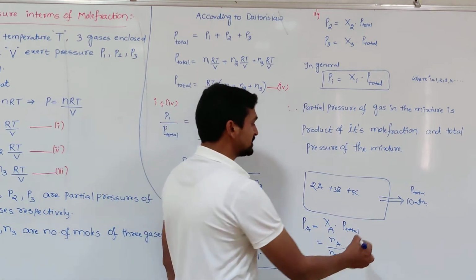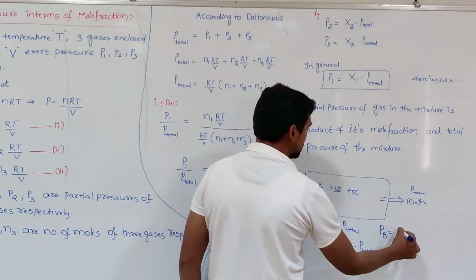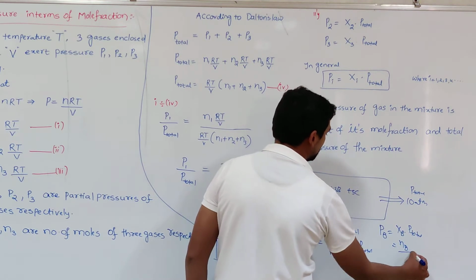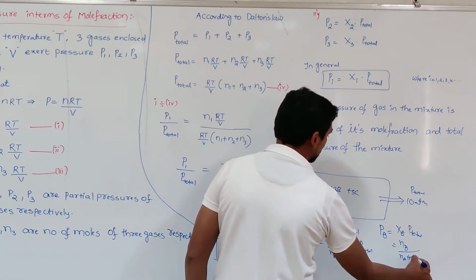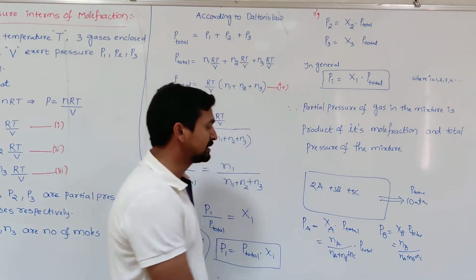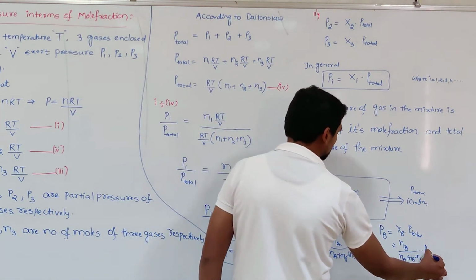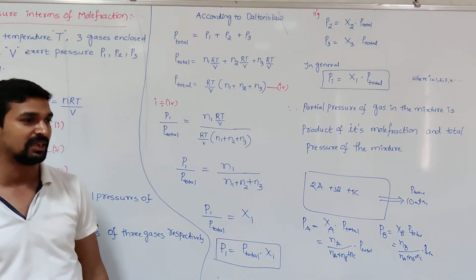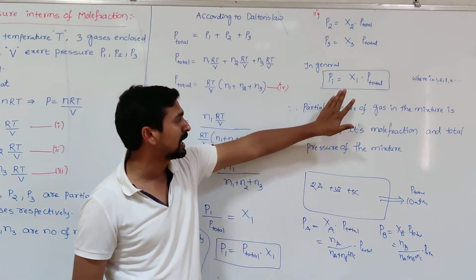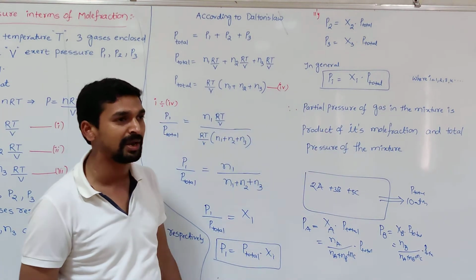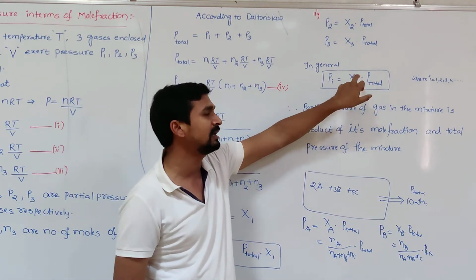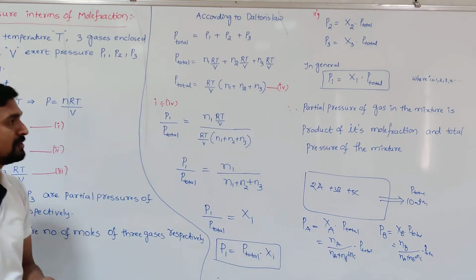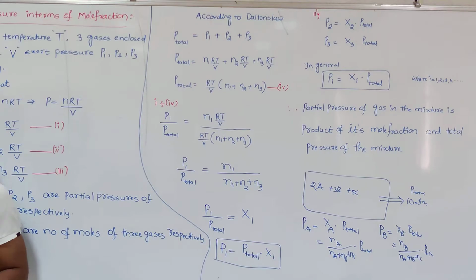Similarly, to calculate the pressure of B, the partial pressure of B is equal to XB into P total. What is XB? XB is equal to the number of moles of B divided by the total number of moles, A plus B plus C, into P total. Again, you can substitute the values and you get the partial pressure of B. Similarly, you can calculate the partial pressure of C. That's why this formula is useful to calculate the partial pressure of each gas present in the mixture when we know the total pressure and their mole fraction or number of moles. So this is one of the important relations between partial pressure and mole fraction.